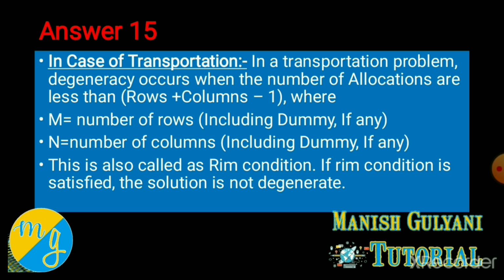There are mainly two stages in which degeneracy occurs. First, at the time of the initial solution, second, at the time of the optimum solution, means at the time of testing of the optimum solution. So degeneracy at the time of the initial solution, there are mainly two conditions. Where these two conditions are satisfied, on that point you have to assign m or infinity. To remove degeneracy, you have to denote m or infinity on any cell value.